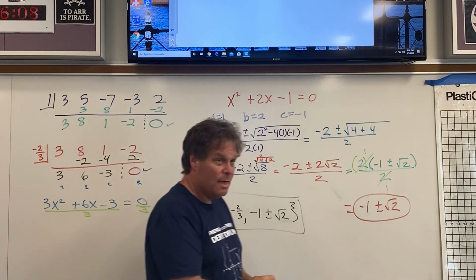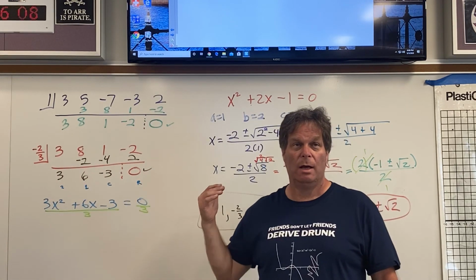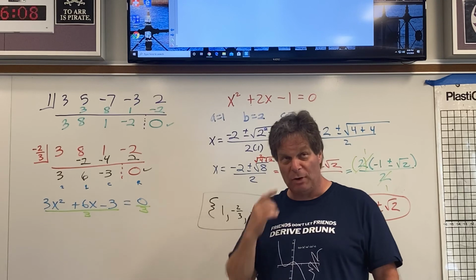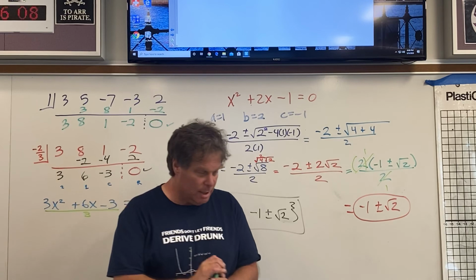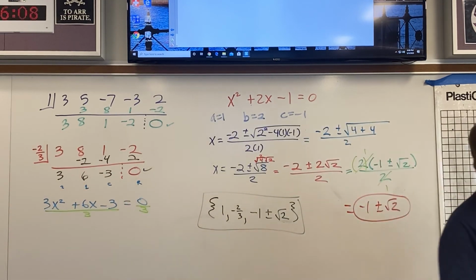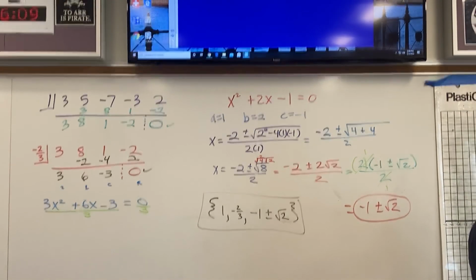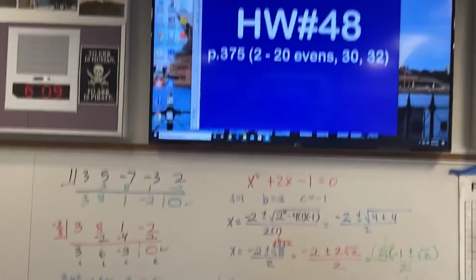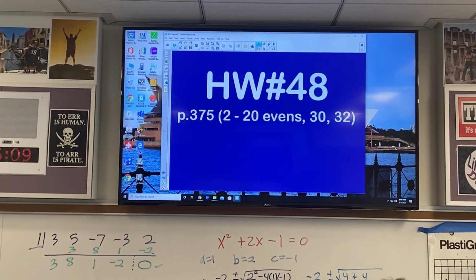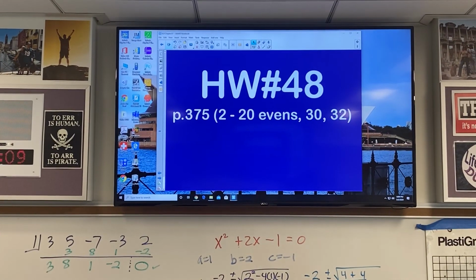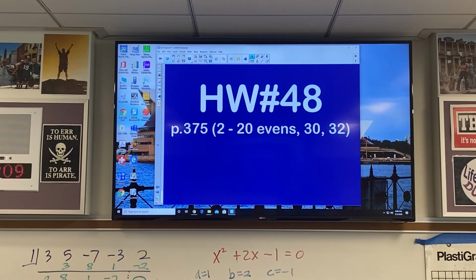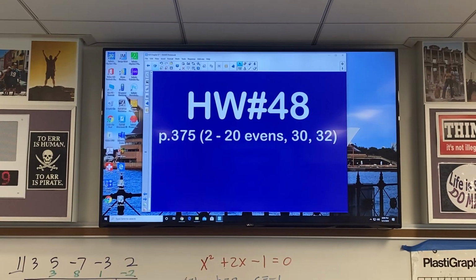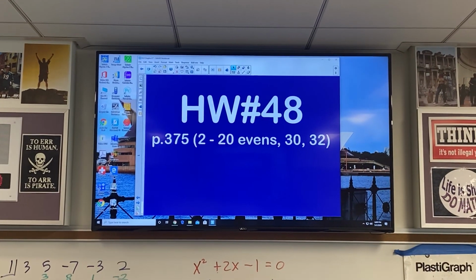Okay. That was that homework assignment. So I'll tell you what. For this homework assignment, the last one was 1 through 19 odds and 31 and 30 something, I don't know what it was, but look at this one. 375, 2 through 20 evens, 30 and 32. It's just like homework 47, except for the even numbered problems. So it's going to give you a little more practice with all of this. And all I can say is enjoy.